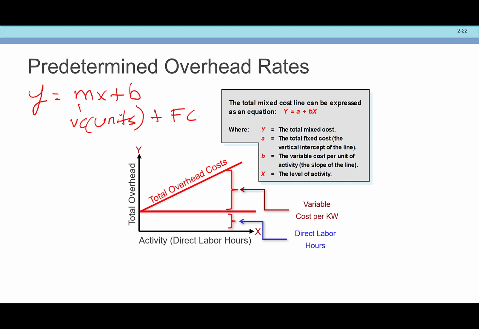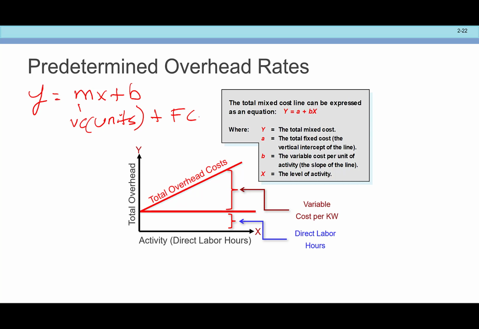When you're looking at this fixed line, that's going to be our fixed cost, and that's stuff like our factory building depreciation, our factory building rent, etc. The fixed portion of the light bill. But because our manufacturing overhead can also be a mixed cost, there's also a variable component, isn't there? So we can express our manufacturing overhead by just understanding y equals mx plus b.